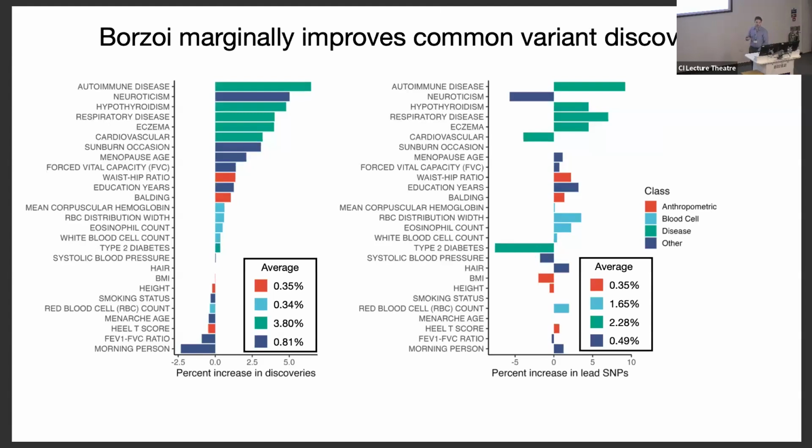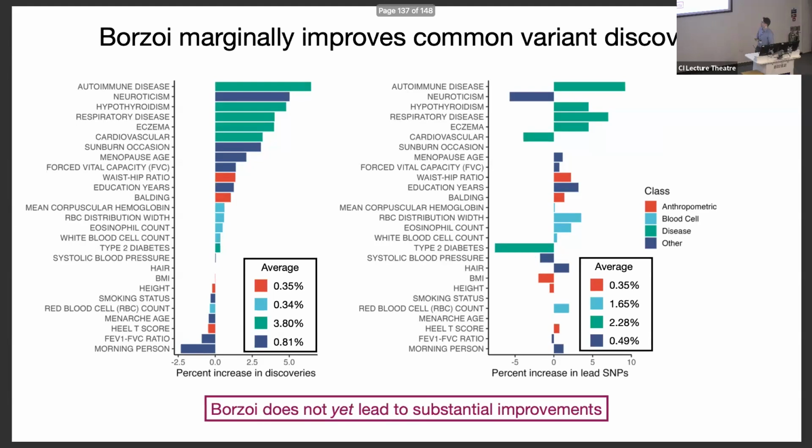And so one thing to keep in mind, this is common variant discovery. And so usually these models tend to be evaluated in the rare variant space. And so while Borzoi does not yet lead to substantial improvements, it's not to say future iterations, as it's trained on more and more data, will provide better predictions.